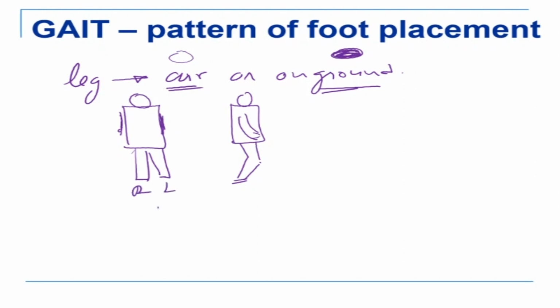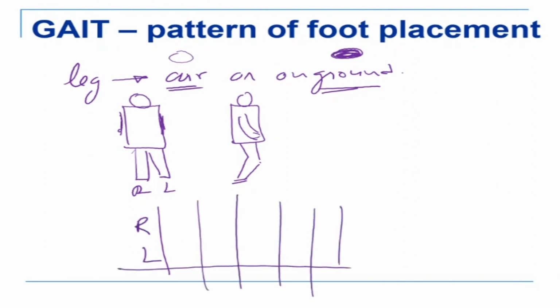So if I draw my gait diagram, this is going to be the right leg. This is my right leg and that's my left leg, and this is a different instance of the walk. So this is T1, T2, T3, T4, like that. Now when we start off, normally we are in a two-leg stance, so both legs are on the ground, which means it is like this.